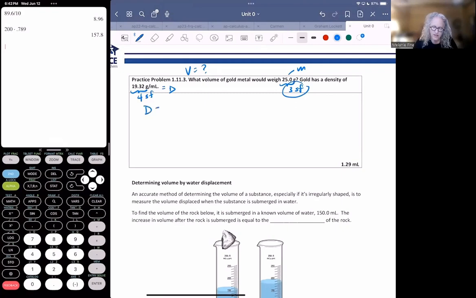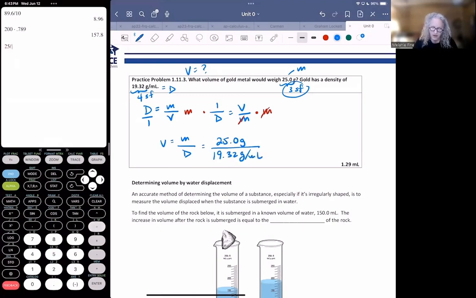So the equation is density equals mass over volume. Oh no, how do I solve for a variable in the denominator? Again, we're just gonna flip it. So in other words, 1 over d equals v over m. I want to solve for volume. Volume right now is being divided by mass. To get rid of the mass, I'm going to do the opposite. I'm going to multiply by mass. And what I do to one side, I do to the other. So volume is equal to mass divided by density, which is 25.0 grams divided by 19.32 grams per milliliter.